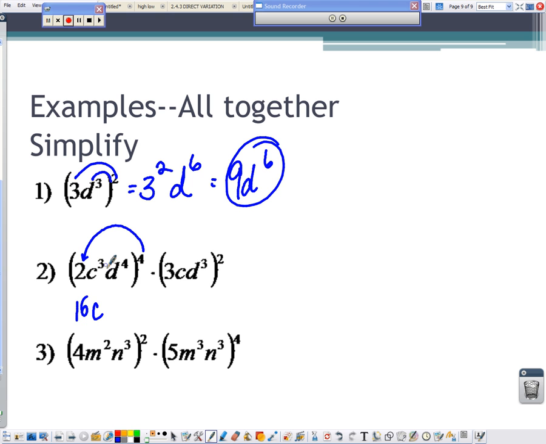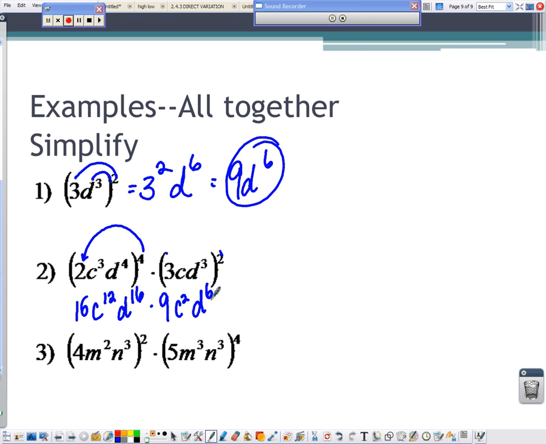C to the 3rd to the 4th power, remember we have to multiply those, so it's going to give me c to the 12th. And then d to the 4 times 4 is going to give me d to the 16th. And we're going to multiply that then times 3 squared, which is going to give me 9, c squared, because remember there's an invisible 1 there, and d to the 3rd to the 2nd power, multiply those, and I get d to the 6th.